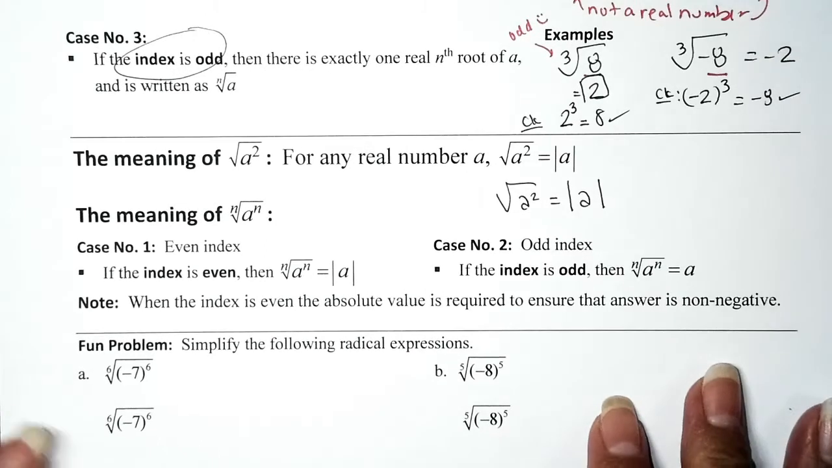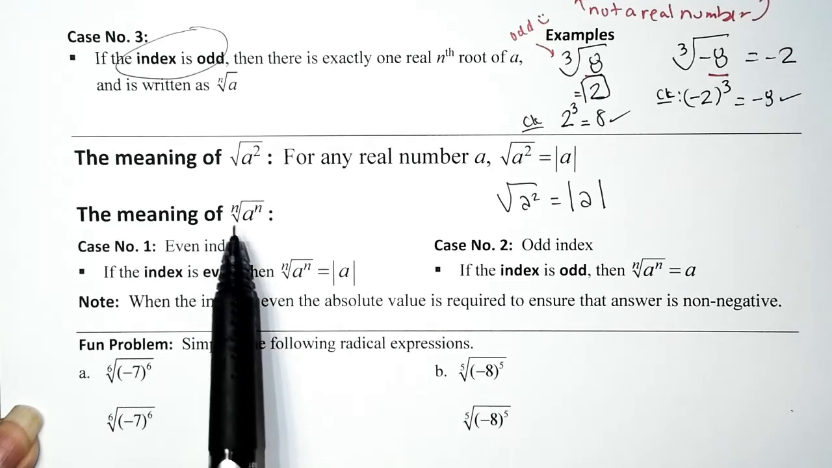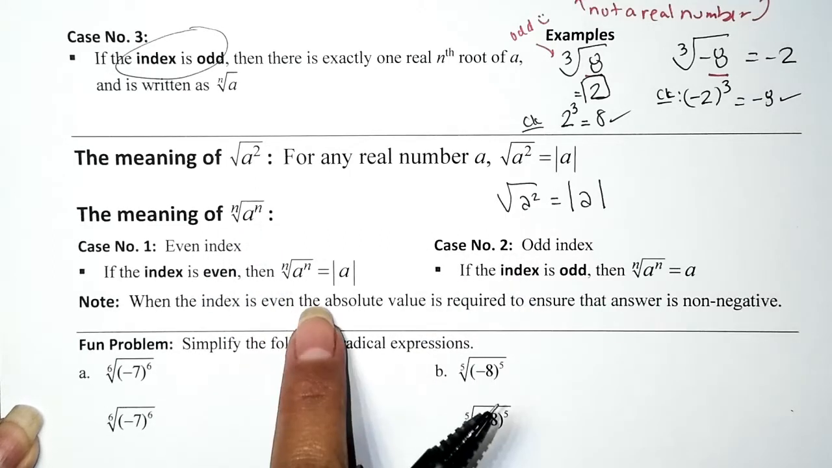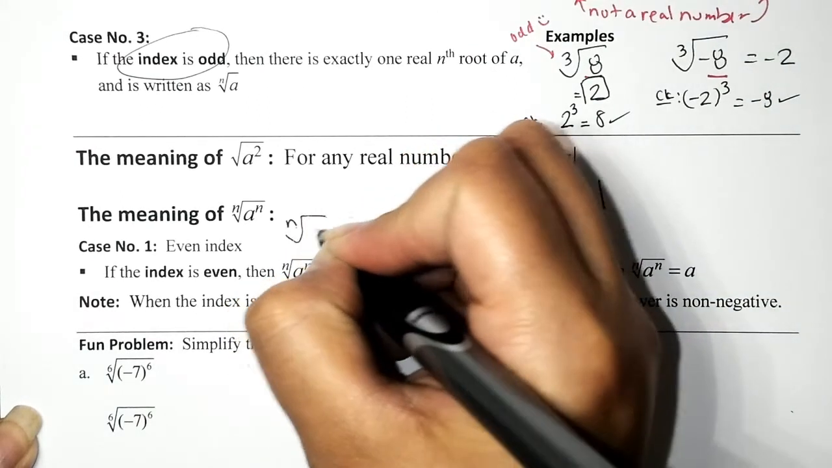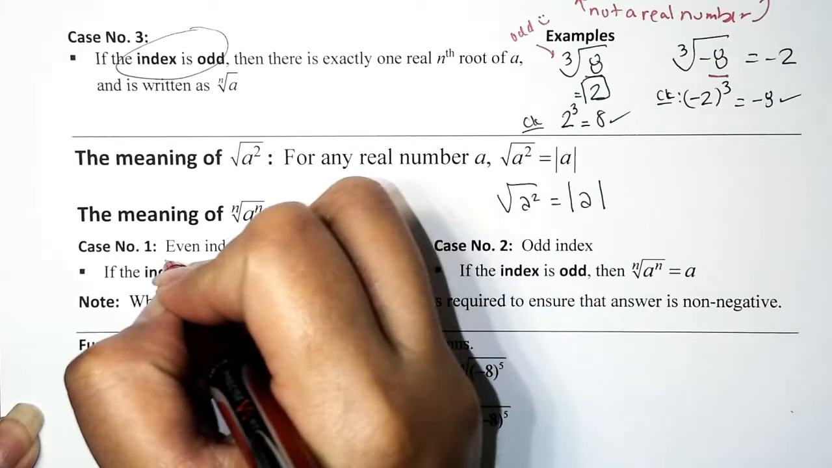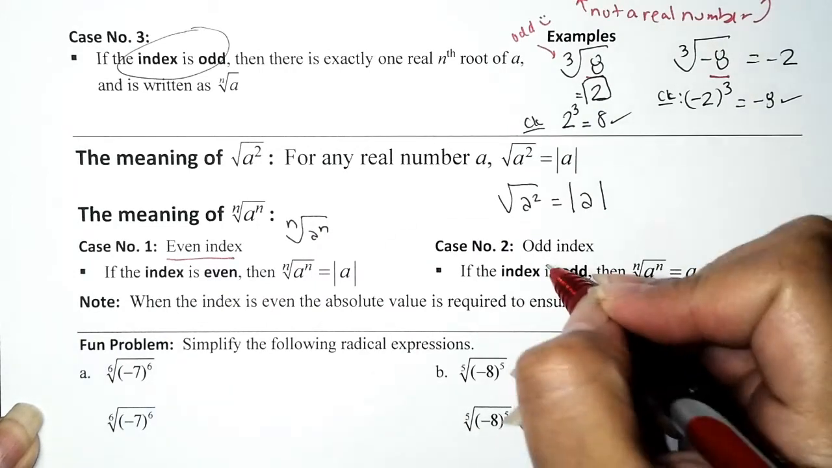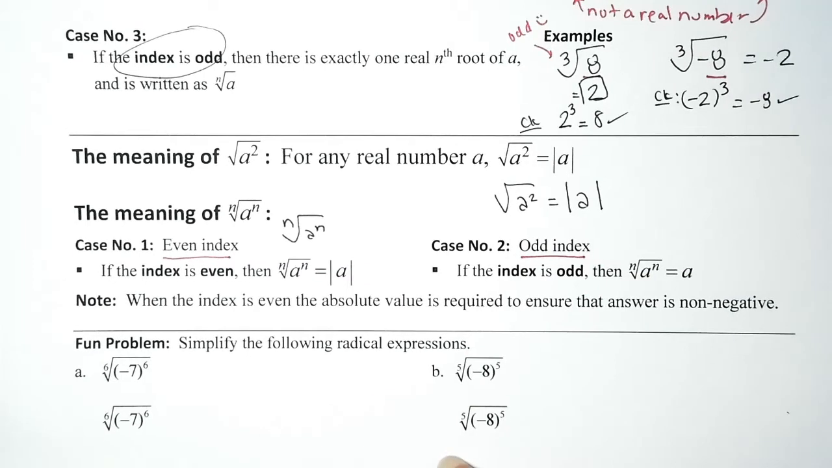Okay, so let's look at this. Overall, what's the meaning of the nth root of a to the n? We have two case scenarios. I know you can read it, but I want to write it with you: the nth root of a to the n. This is how it's going to go down. Case 1, what happens if the index is even? Case 2, what happens if the index is odd? I'm going to fill you in on the secret.